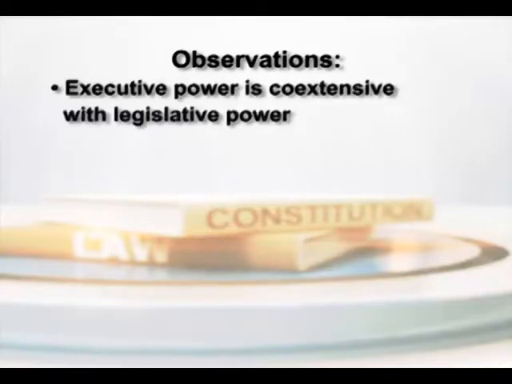Now, here are some observations. Actually, whatever the provisions of the Constitution suggest, there are many centralizing forces which point towards having a strong center. Executive power is coextensive with legislative power. As it was in the case of central-state legislative relations, in the case of center-state administrative relations also, central dominance has become the prevailing norm.